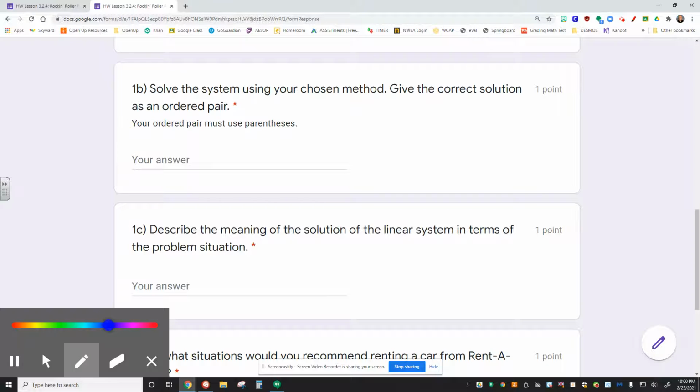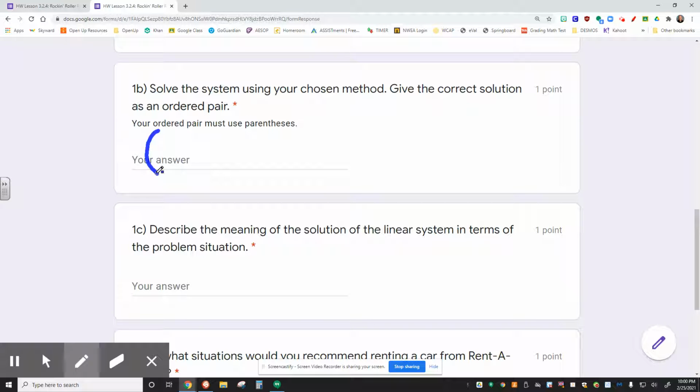When you get done with it, you need to give the correct solution as an ordered pair. That means you need to put parentheses. Give me your X coordinate right here, and then follow that one up. So you're going to have two different numbers, right here and right here. You're going to give me your X coordinate followed by the Y coordinate.